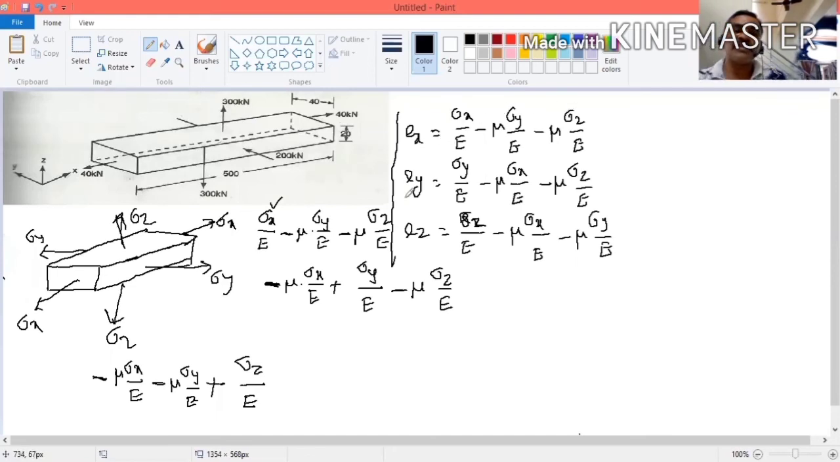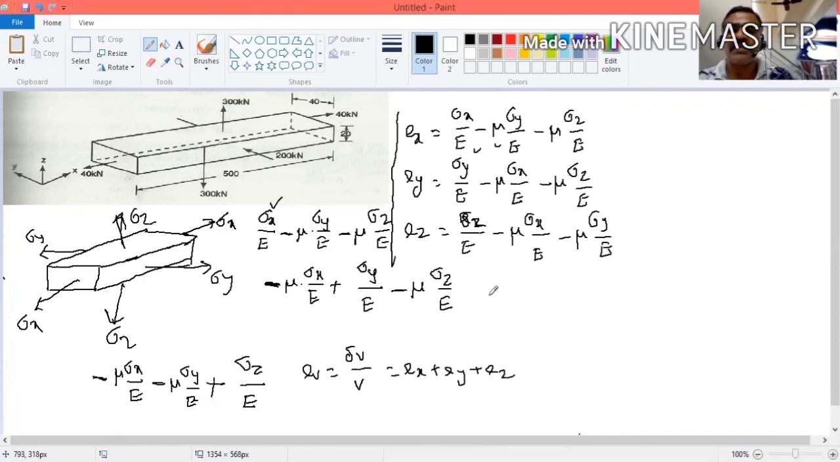Our objective is what? We want to calculate change in volume. Change in volume by volume is equal to volumetric strain, that is Ex plus Ey plus Ez. Now here we don't know sigma x, sigma y, sigma z. Young's modulus and mu are given in the problem. Sigma x, sigma y, sigma z, all three you have to first calculate.